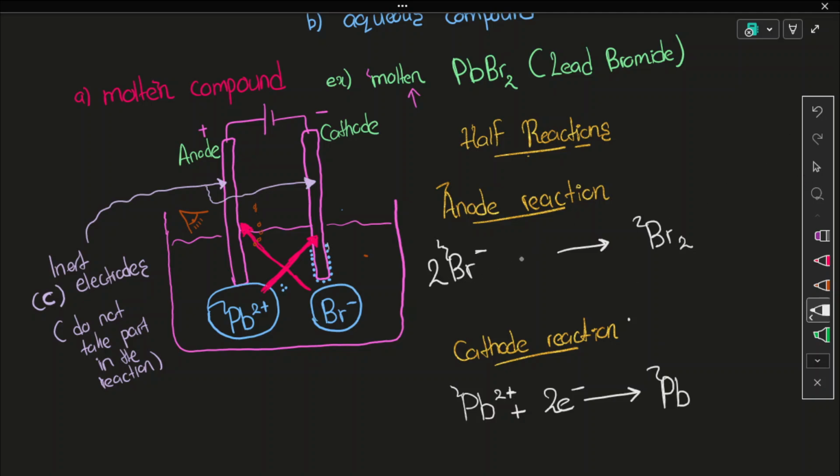So 2 Br minus. So you can't do this here, no? That's not really how it works. It's not going to go backwards. So you have to balance things out. So that would be the 2 Br minuses losing 2 electrons. So they are simply losing 2 electrons. So you put it on the other side.